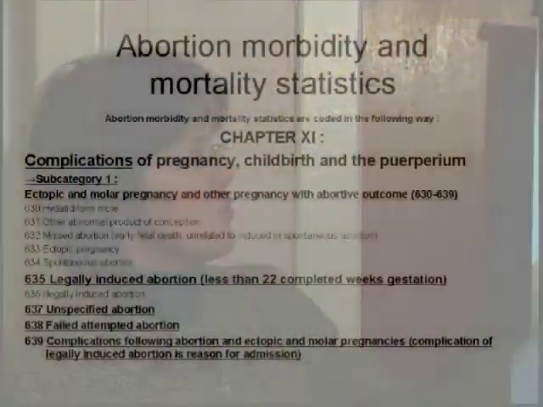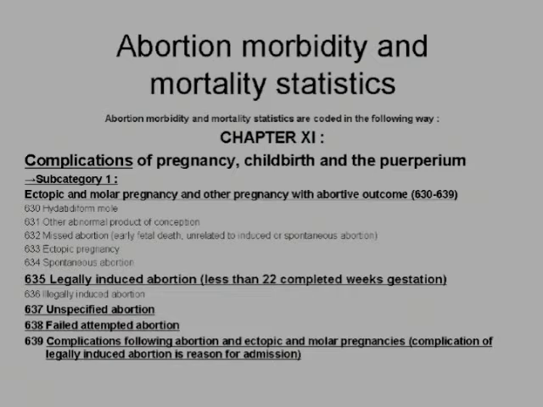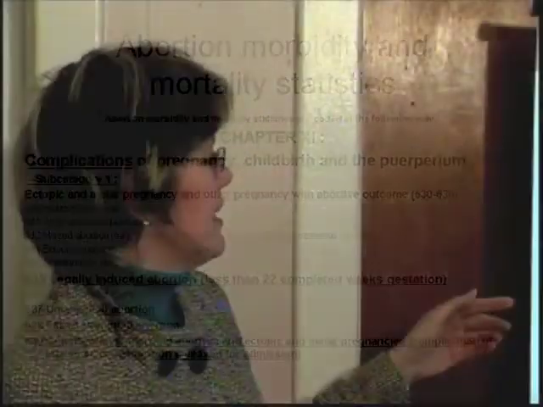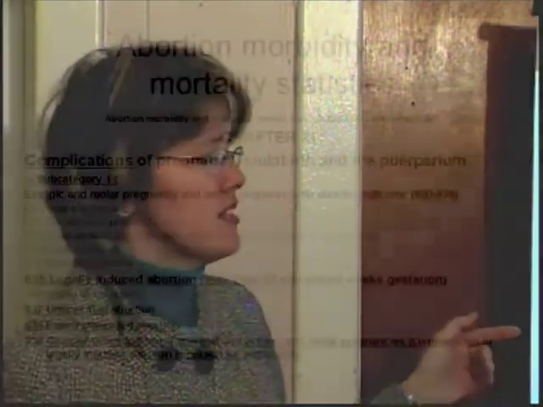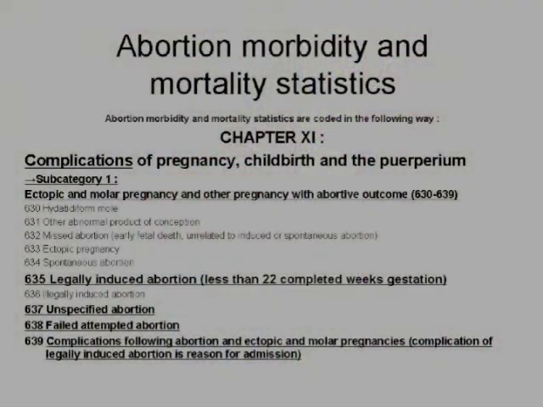So, abortion morbidity and mortality statistics are coded in the following way. It's in Chapter 11, complications of pregnancy, childbirth, and the puerperium, or the period after delivery. And you have 5 subcategories. So you have subcategory 1, which is ectopic and molar pregnancy and other pregnancy with abortive outcome. So you have the codes 630 to 639, all kinds of things that you might want to read in the written form of this conference.